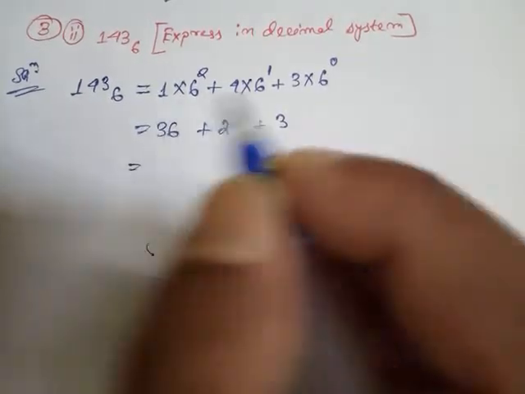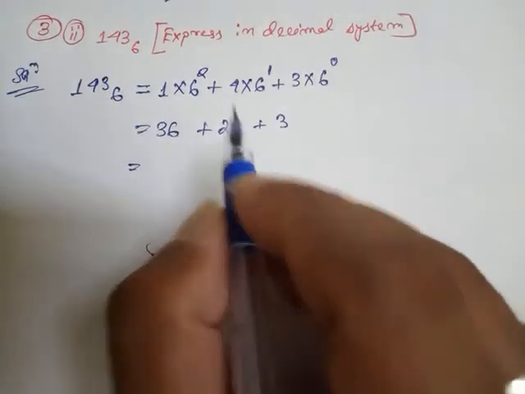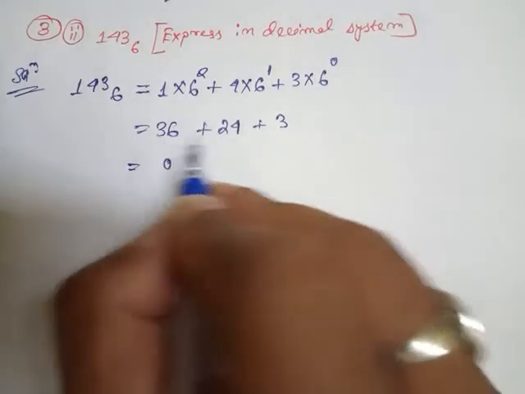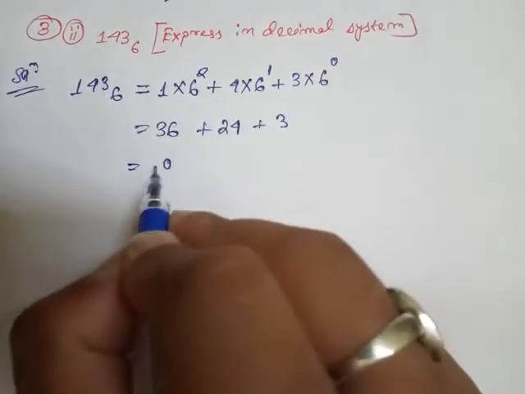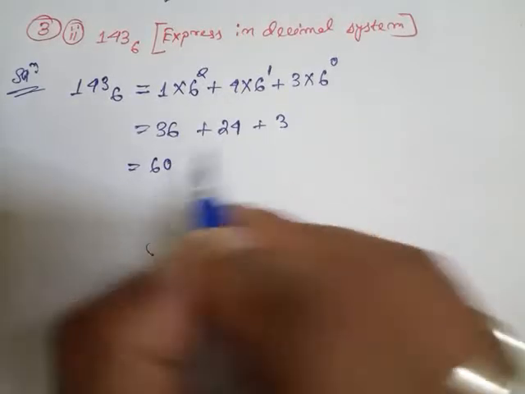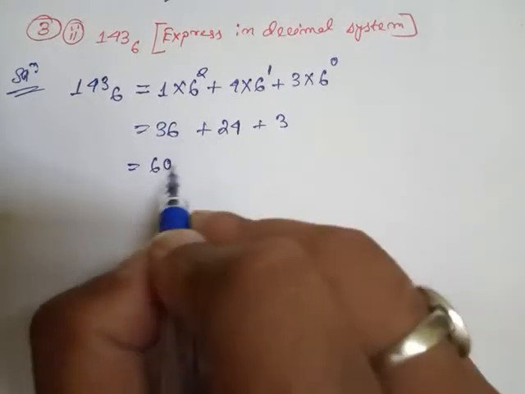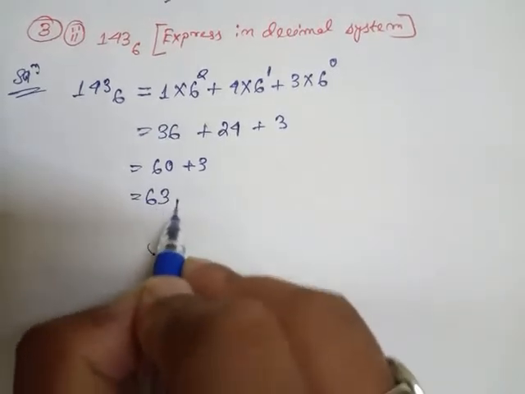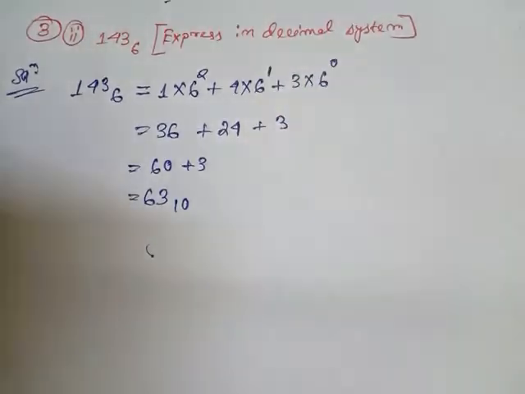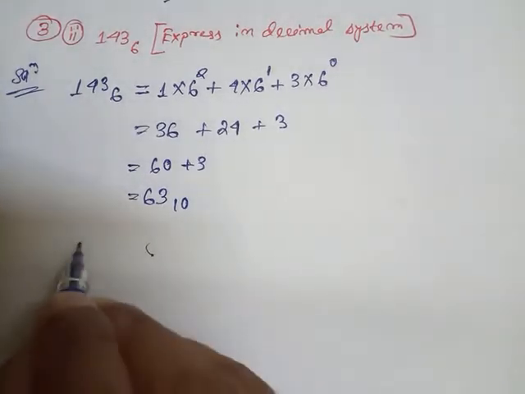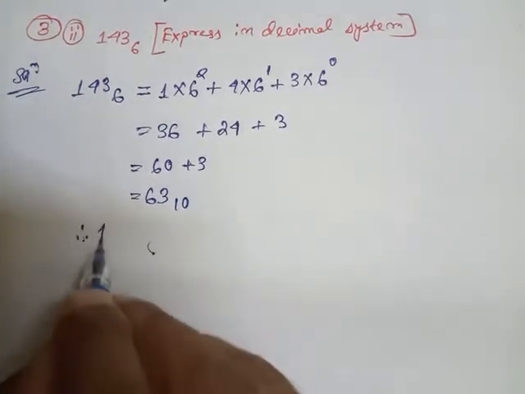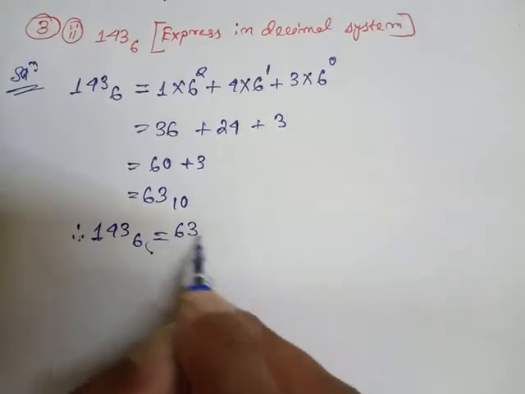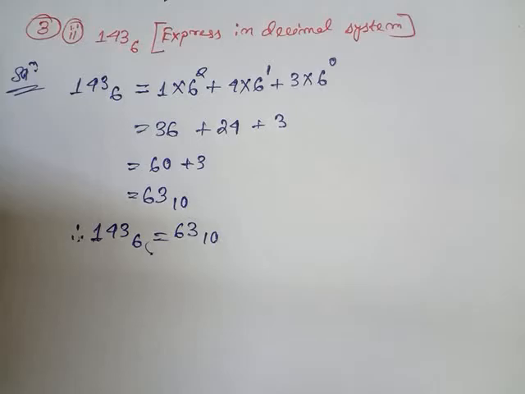So here 36 plus 24 plus 3 is how much? 6 plus 4 is 10, carry 1, 3 plus 2 is 5, plus 1 is 6. Then 6 plus 3, which means 63, and base 10, since in the question it says convert to decimal, so base 10. So the last line will be: 143 base 6 equal to 63 base 10. This is the answer of Roman 2.